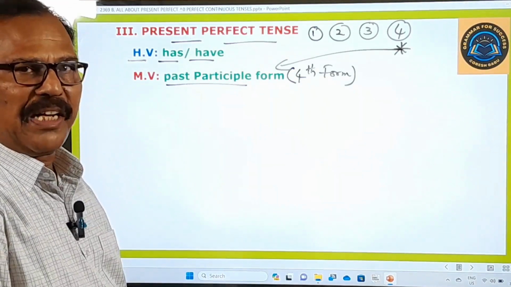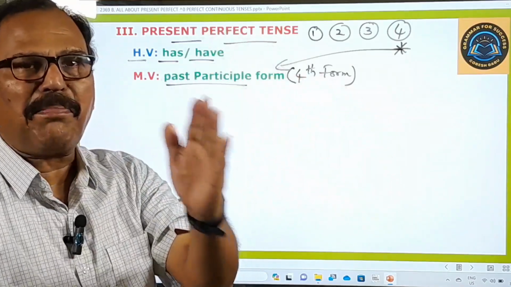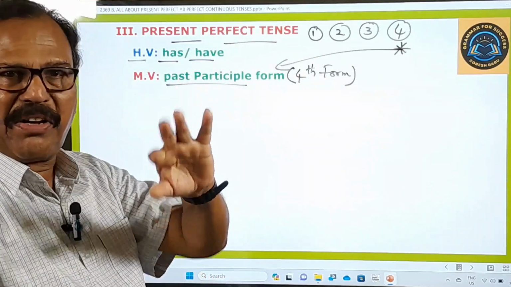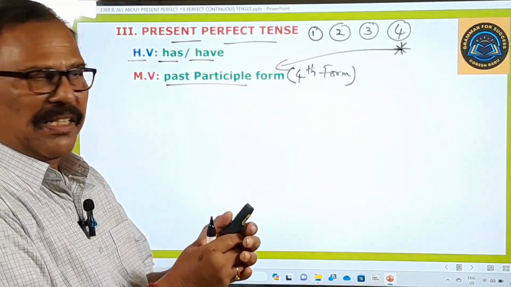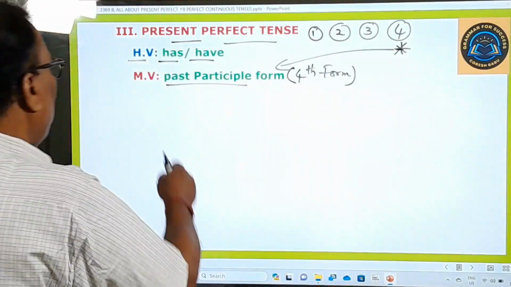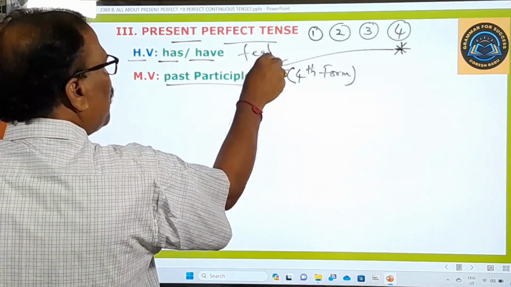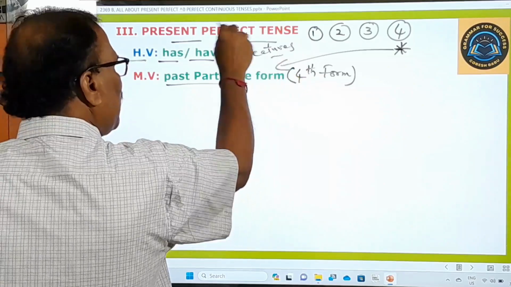We have three perfect tenses: present perfect, past perfect, and future perfect. In all these three perfect tenses, we use only this last form of the verb. Right, now these are the two features of present perfect tense.